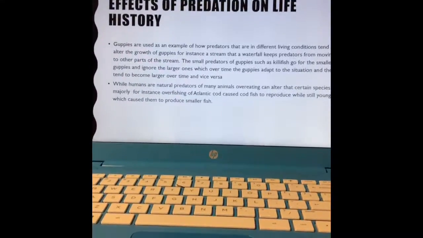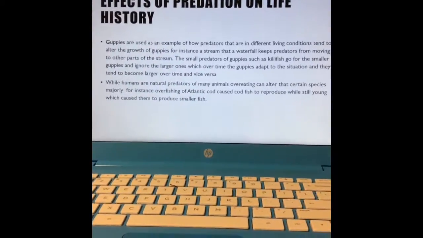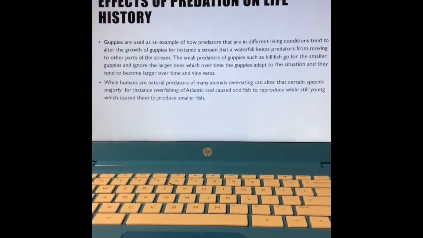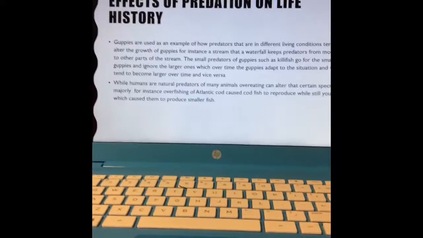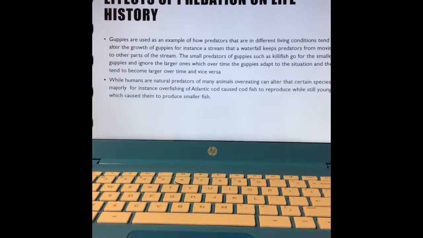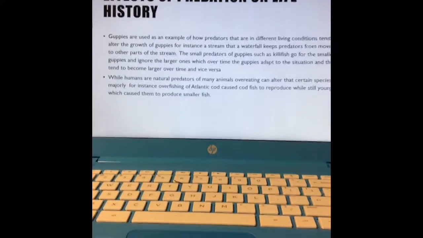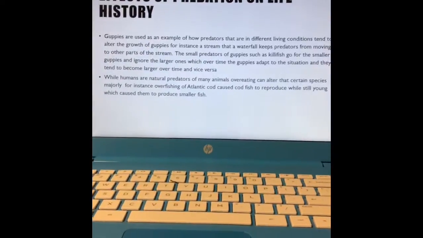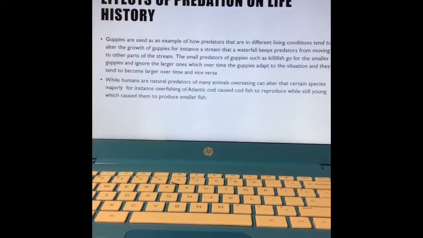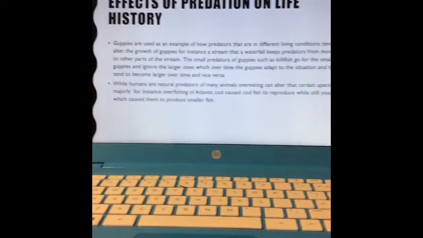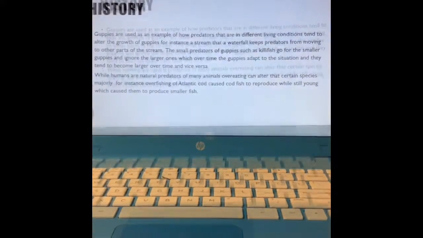For instance, if the small predators of guppies, such as killifish, go for smaller guppies, they ignore the larger ones. So guppies over time adjust to this, which means they will maybe produce larger guppies. So the guppy population as a whole can grow more.